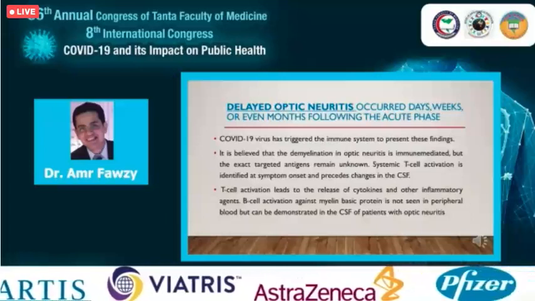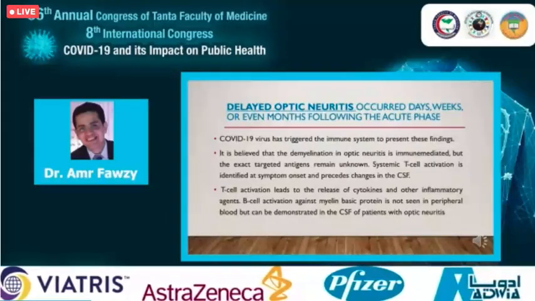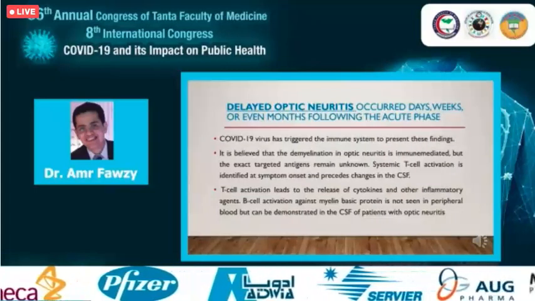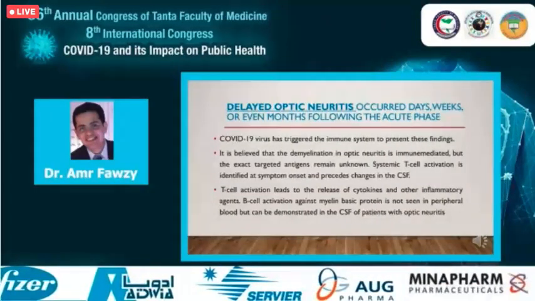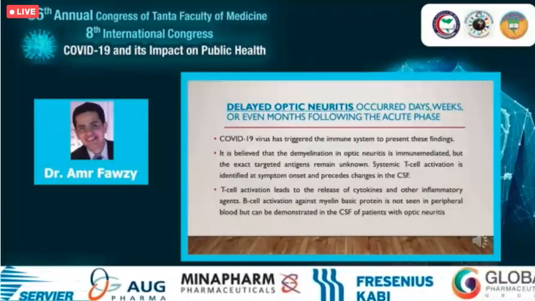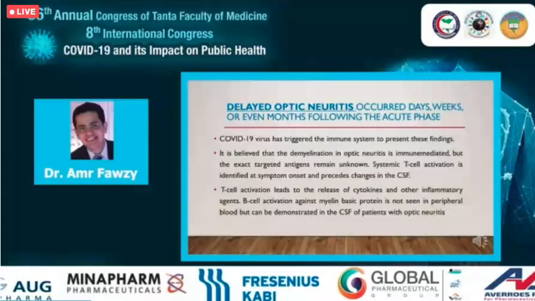T-cell activation leads to the release of cytokines and other inflammatory agents. B cell activation against the myelin basic protein is not seen in peripheral blood but can be demonstrated in the CSF of patients with optic neuritis.